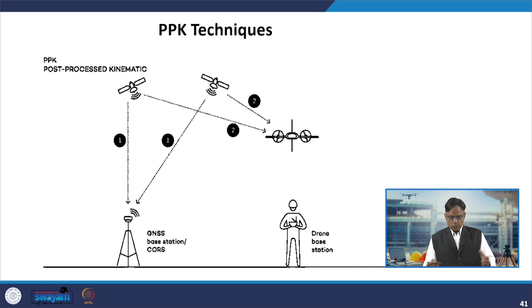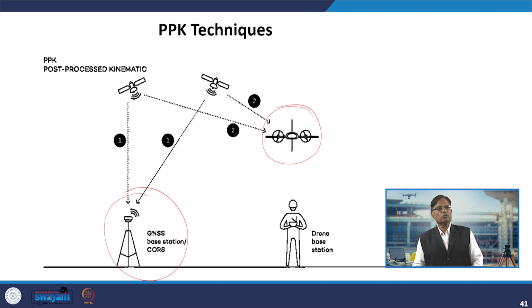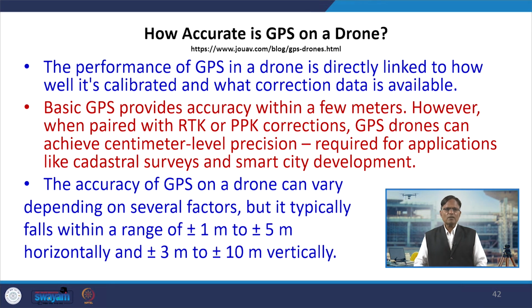So this diagram shows the post processing technique. Again, the base station and the data collected by the drone are processed later by the software. Now the question comes: how accurate is my GPS data on a drone? The performance is directly linked to how well it has been calibrated and what correction data is available.